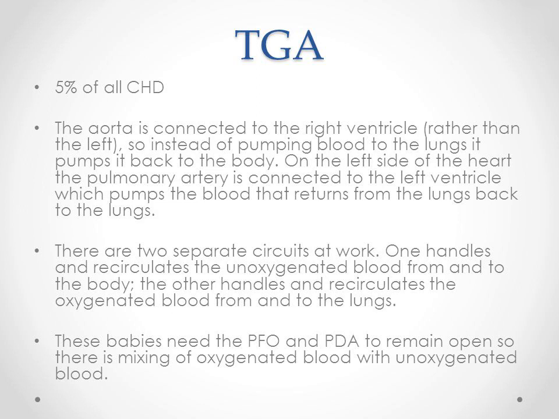There are 2 separate circuits at work. One handles and recirculates the unoxygenated blood from and to the body, the other handles and recirculates the oxygenated blood from and to the lungs. These babies need the PFO and PDA to remain open, so there is mixing of oxygenated blood with unoxygenated blood.